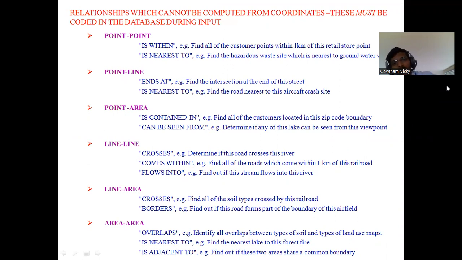So in this, find the intersections at the end of the street. Find the road nearest to this aircraft traffic. For point in area, find all the customers located in the zip code boundaries. Then, determinations can be taken from this new point by cross sections, to determine if this road crosses its rivers.